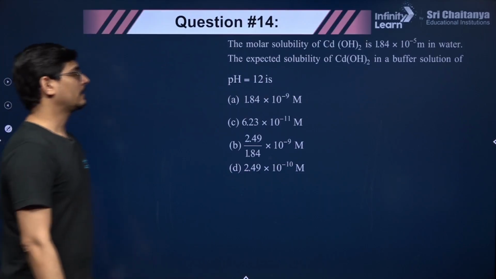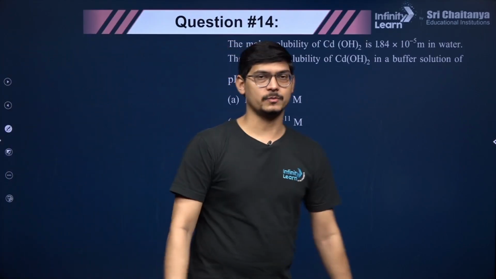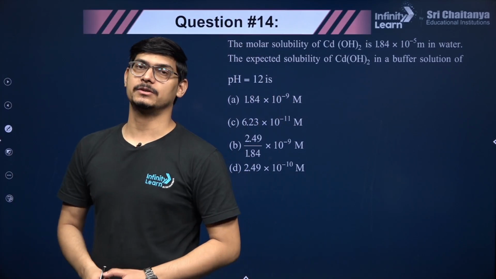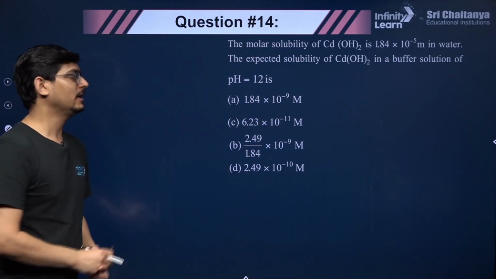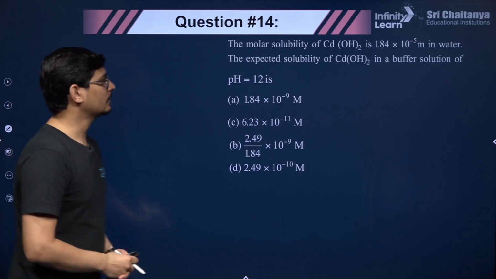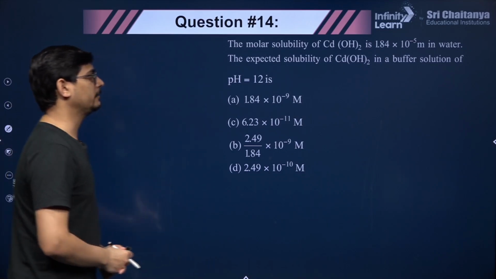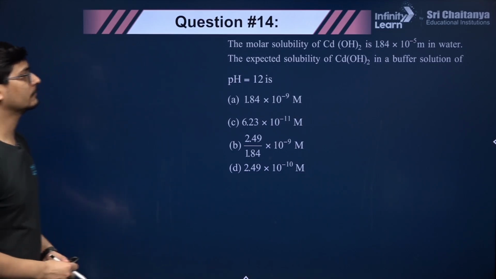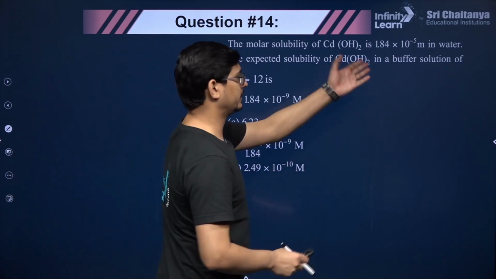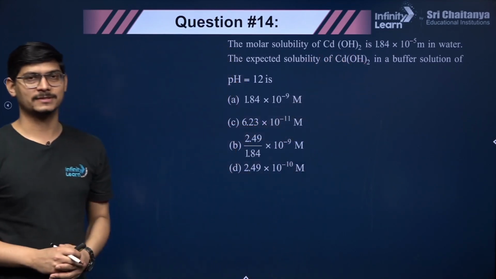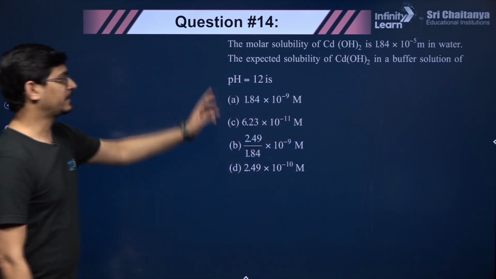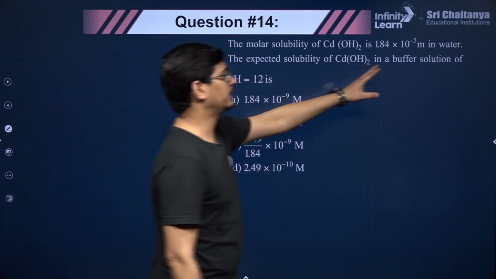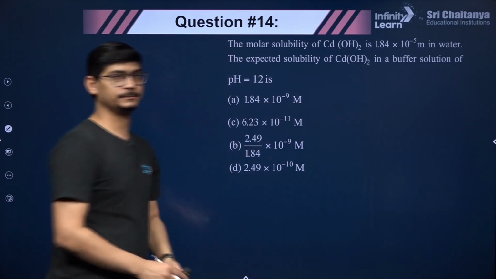Then this is a very good question based on the solubility product constant, the common ion effect, and also pH, right? Try this question. The molar solubility of cadmium hydroxide is given. It might be molar; if not, for dilute solutions anyway we can assume molality is equal to molarity. We need the expected solubility of this salt in a buffer solution of pH 12.